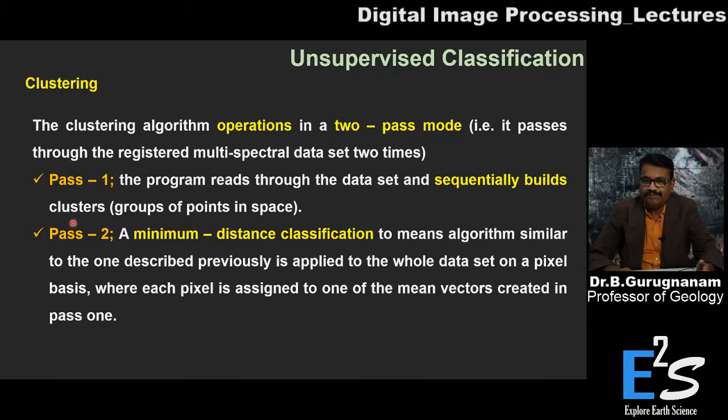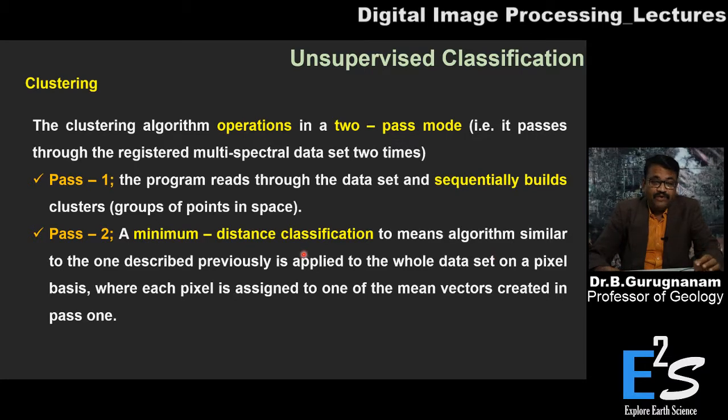The operation of the clustering algorithm is done in two steps. First, it will classify in equal intervals. The program reads the data and sets sequential bits. It means it will automatically group 10 to 20, 20 to 30, 30 to 40, like that.